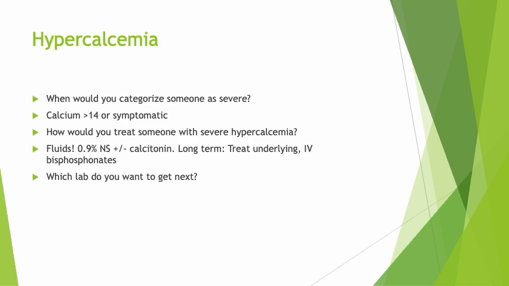And which lab do you want to get next as part of your hypercalcemia workup? So that's going to be your PTH, and that's going to help categorize whether someone is PTH dependent or independent. So what if you have someone who has hypercalcemia and the PTH is high or it's high normal?